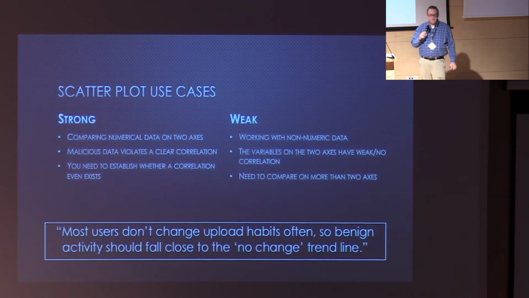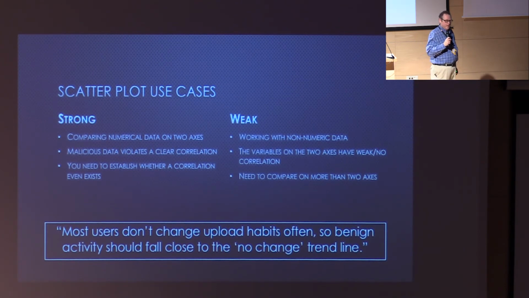So, scatterplot use cases. Scatterplots are really good when you have numeric data that you want to compare on 2 axes. So you basically have 2 numbers. The malicious data would be assumed to violate some clear correlation. So on mine, the correlation was they should go on a straight line. If there's no change, that may not always be the case.